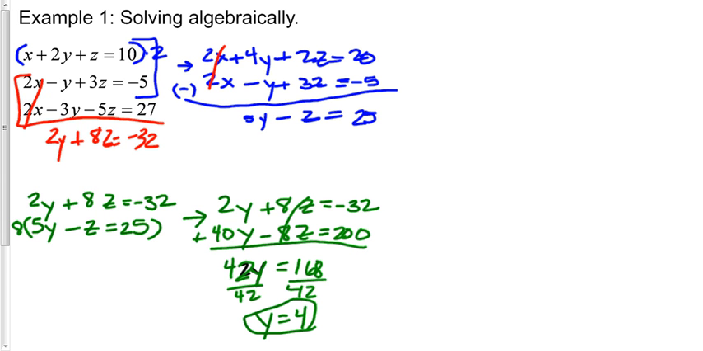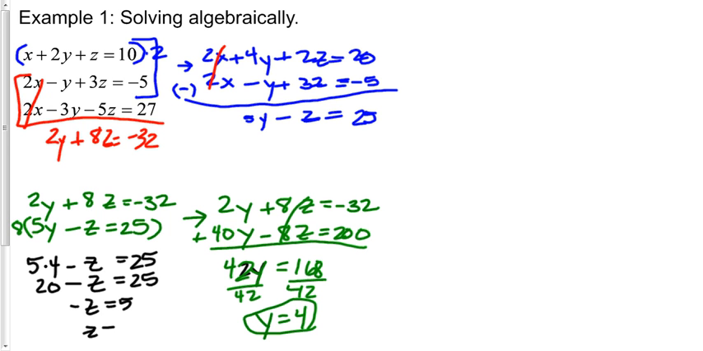And now I'm going to find the z value. And you can find z by using one of these original equations. I'm going to use this second one here, 5y minus z equals 25. So 5 times my y value, which is 4, minus z equals 25. Well, 5 times 4 is 20. I can subtract 20 on each side to get negative z equals 5. That must mean that z equals negative 5. There we go.